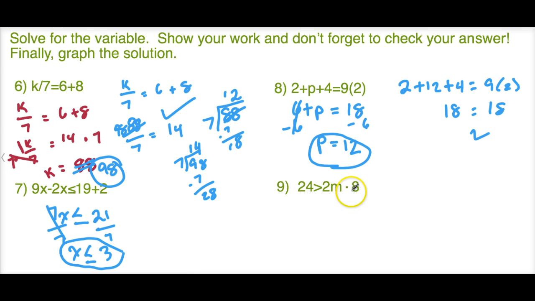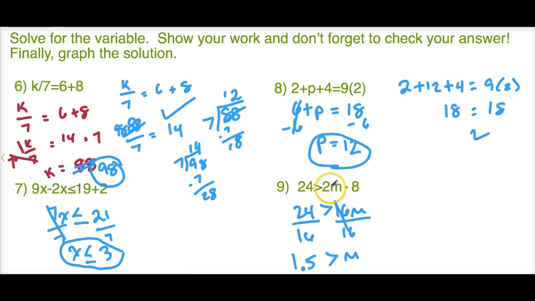We can multiply here because we don't have to have like terms when multiplying and dividing. So 2m times 8 is 16m. Again, isolate my variable by dividing the opposite. Okay. And then m is less than or equal to, I did my math on the side, and it's going to be 1.5.